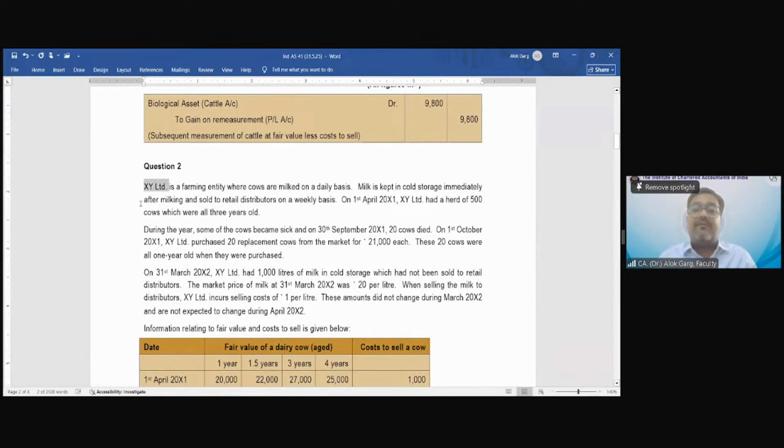XY Limited is a farming entity where cows are milked on a daily basis. XY Limited is a farming entity where cows are milked on a daily basis. Sorry.